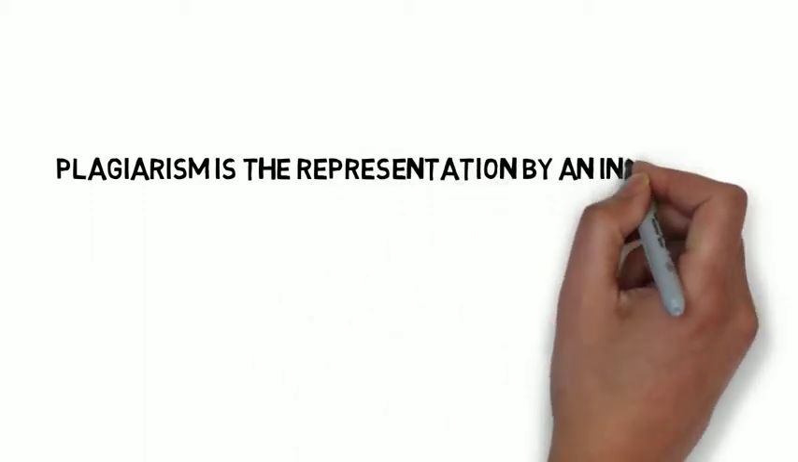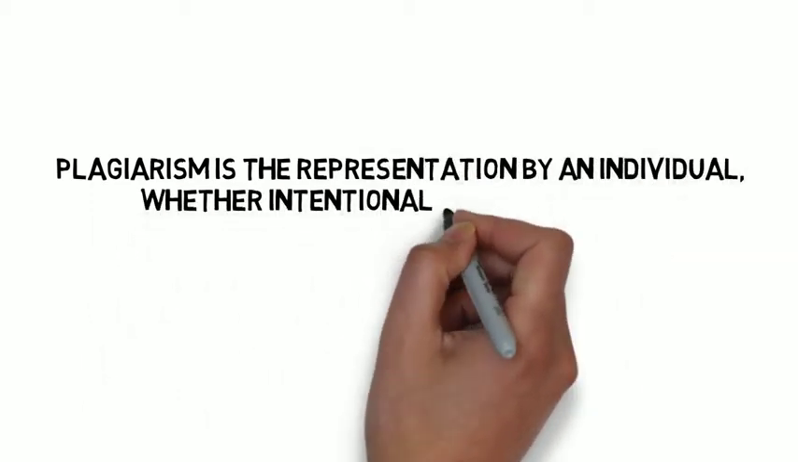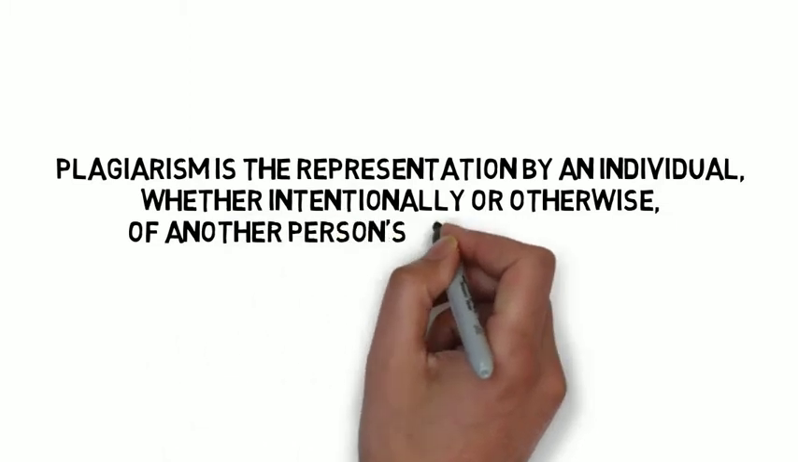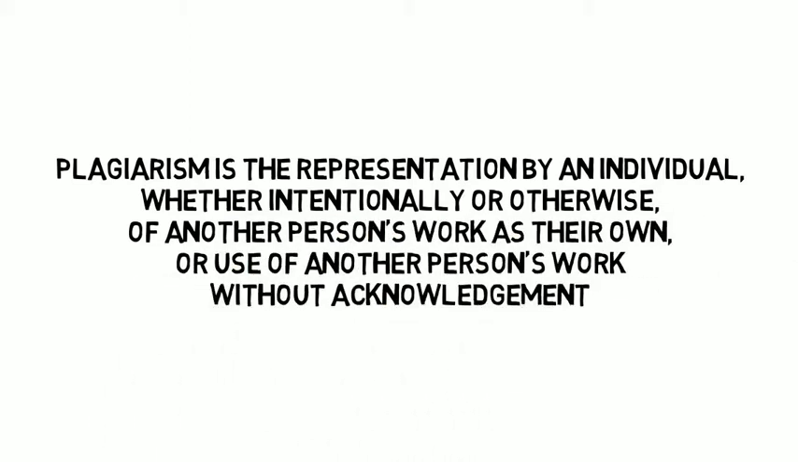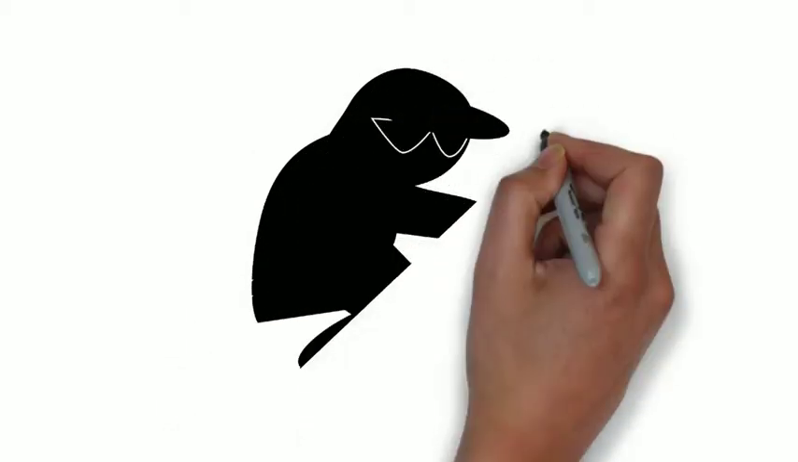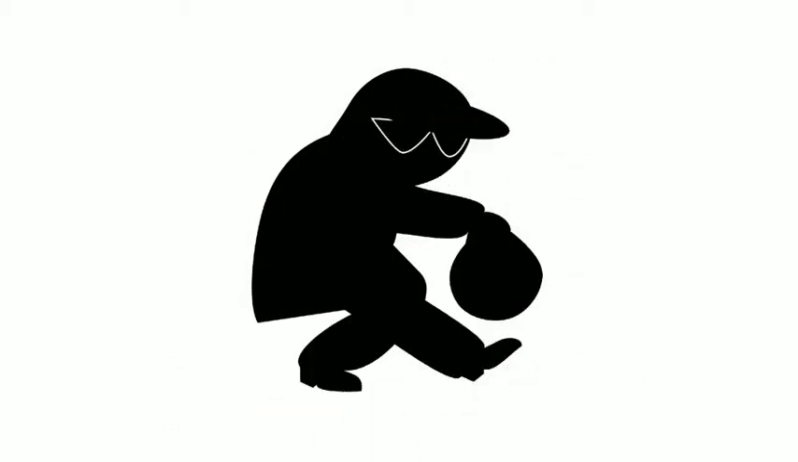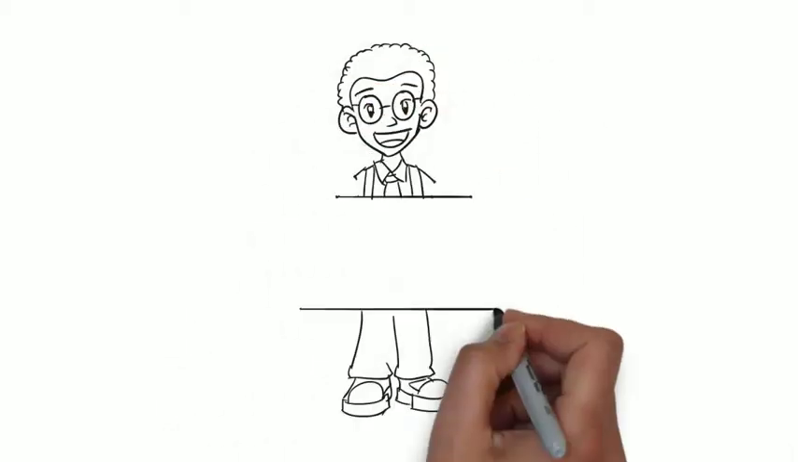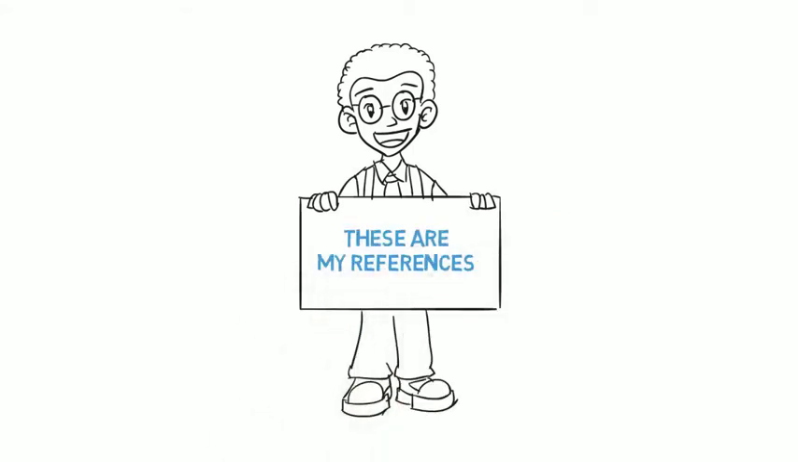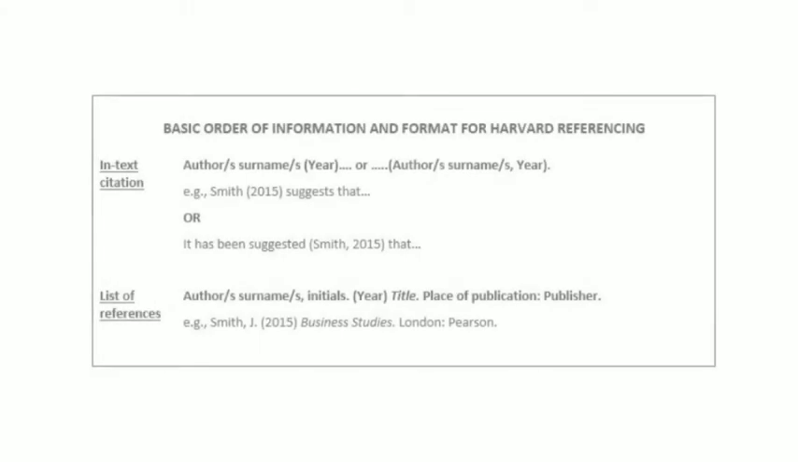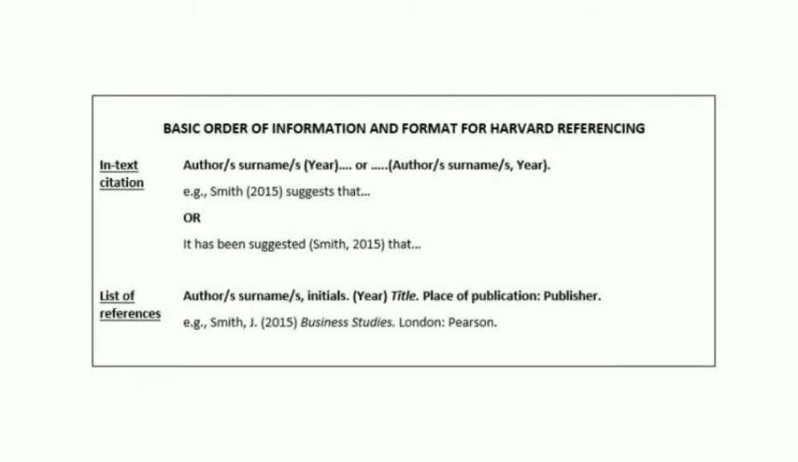Plagiarism is the representation by an individual, whether intentionally or otherwise, of another person's work as their own, or use of another person's work without acknowledgement. To put it simply, plagiarism is stealing another author's ideas and pretending they are your own. Students must always show where they get their ideas from by using a referencing system. For example, the Harvard referencing system, which looks like this.